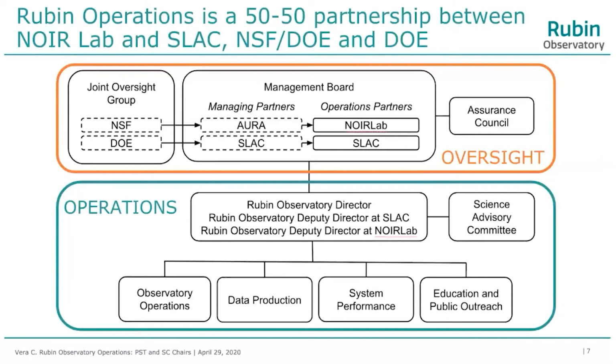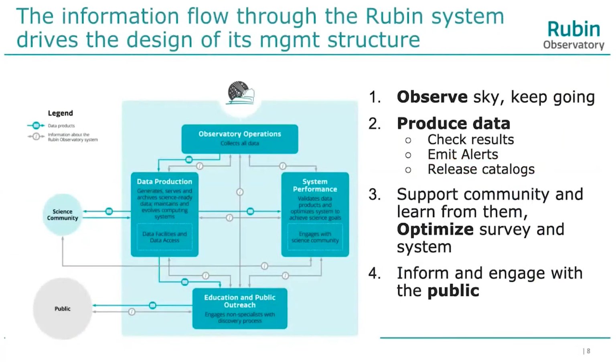In terms of the internal structure of the operations team, we are organized according to the information flow through the observatory system. So we have 4 technical departments and a director's office. And these 4 technical departments are shown here in the green boxes. And they're defined according to the main thing that they need to do, the main thing they need to produce. So observatory operations collects images using the telescope. The data production department takes those images and turns them into alert and catalog data products.